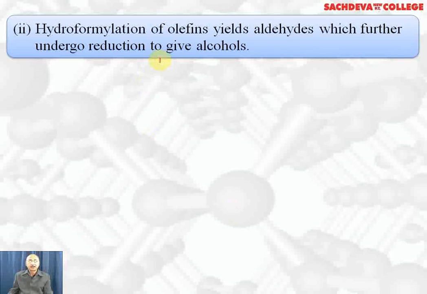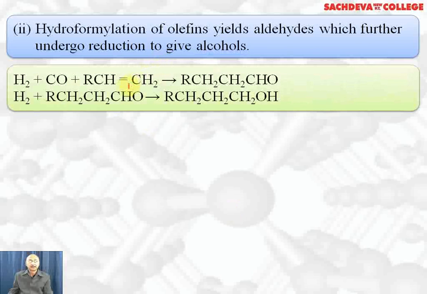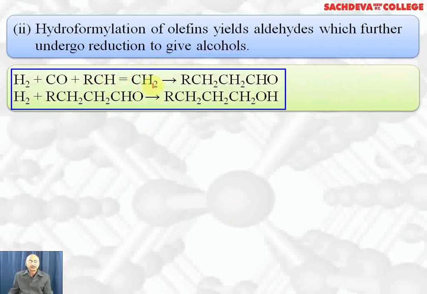Hydroformylation of olefins yields aldehydes, which further undergo reduction to give alcohols. This is called the oxo process. Alkene reacts with water gas, carbon monoxide and hydrogen, in the presence of catalysts like dicobalt octacarbonyl. It results in the formation of aldehyde RCH2CH2CHO. Aldehydes are further reduced with hydrogen in the presence of nickel as a catalyst to give higher alcohol. Meaning the aldehyde and alcohol contain the same number of carbon atoms, but compared to the alkene it will have more carbon atoms.